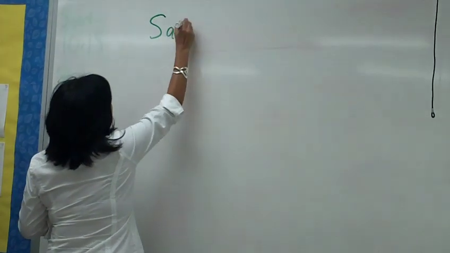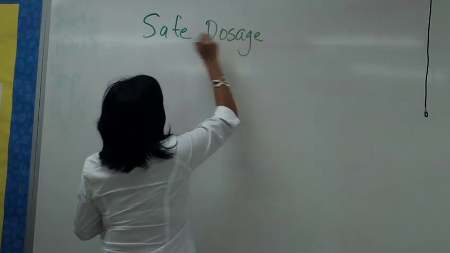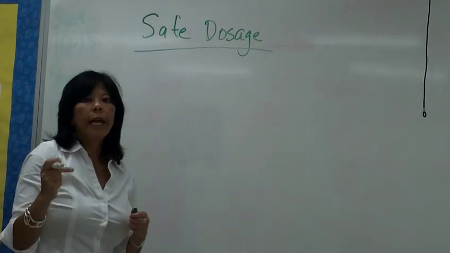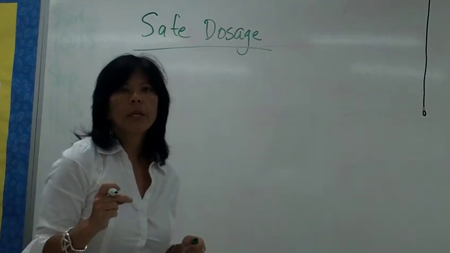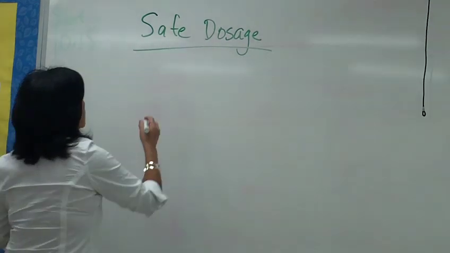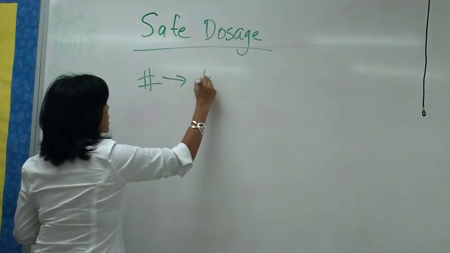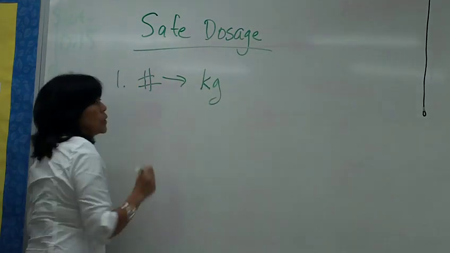The first thing you have to do when you're calculating the safe dose for your patient is make sure that their weight is converted into kilograms, because all of the dosing is based on kilograms. So first of all, you want to take pounds and change it to kilograms. That's the first thing that you're going to do.